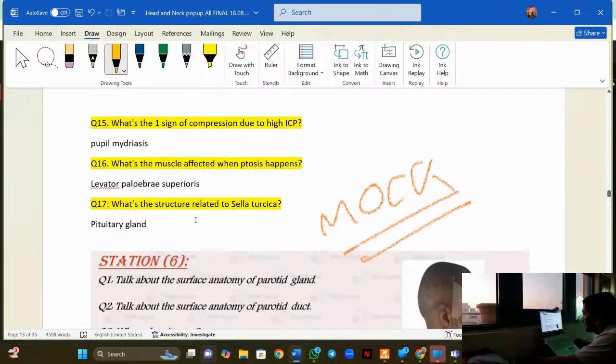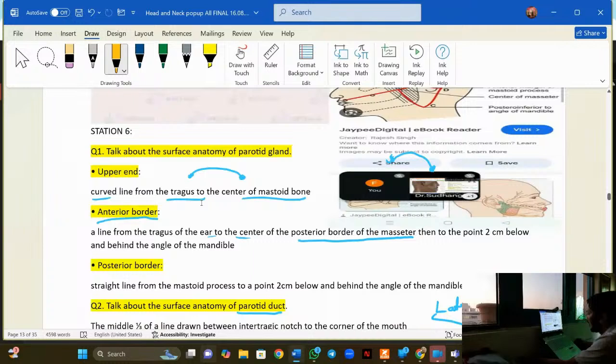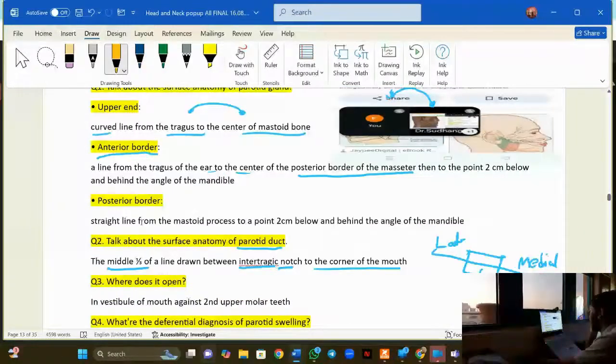What structure is related to the sella turcica? The pituitary gland. Talk about the surface anatomy of the parotid gland. Upper end: a curved line from the tragus to the center of the mastoid. Anterior border: a line from the tragus of the ear to the posterior border of the masseter, then to a point 2 centimeters below and behind the angle of the mandible. Posterior border: a straight line from the mastoid process to a point 2 centimeters below and behind the angle of the mandible.